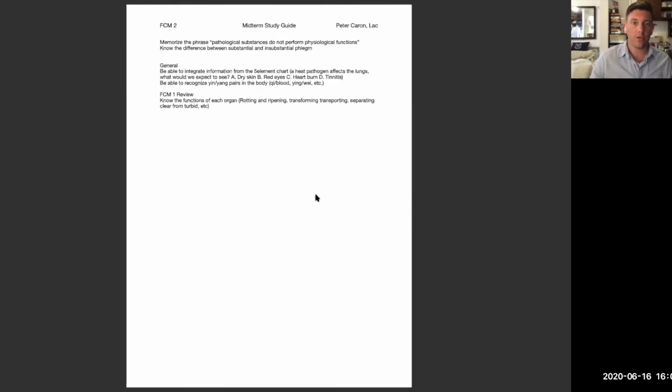And I also want you to know the basic functions of the organs, which should be reviewed from FCM1, like stomach is in charge of rotting and ripening, spleen is in charge of transforming and transporting, small intestine is in charge of separating clear from the turbid. We're going to go way deeper into all those concepts right after the midterm, but yeah, I want you to know that. And that's it.